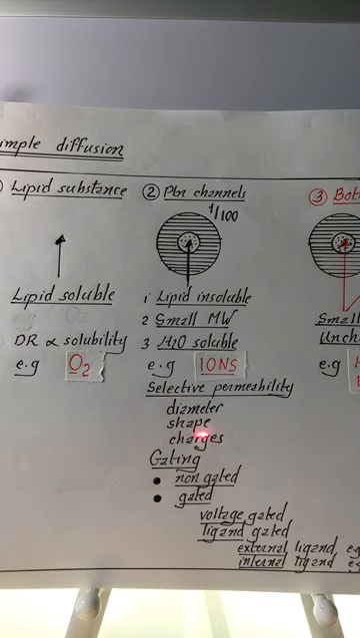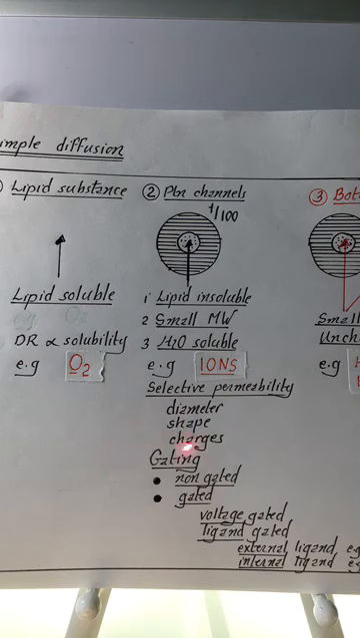Thirdly, it self-explains the charges. If we have positive ions and the channels have negative ions, they will attract each other. But if they are of the same type, positive and positive, repulsion will occur. So the selective permeability depends on three things. The most important, the diameter. Second thing is the shape. The third thing is the charges.